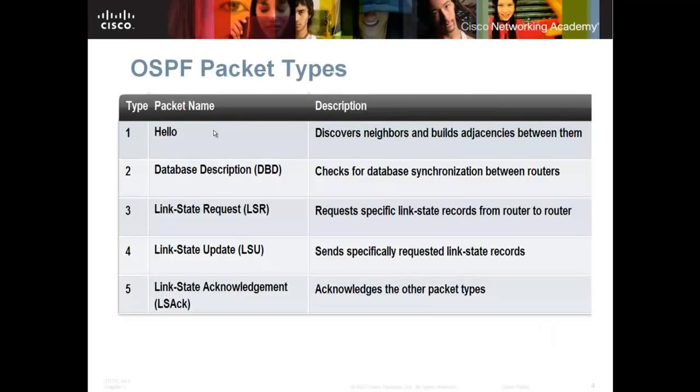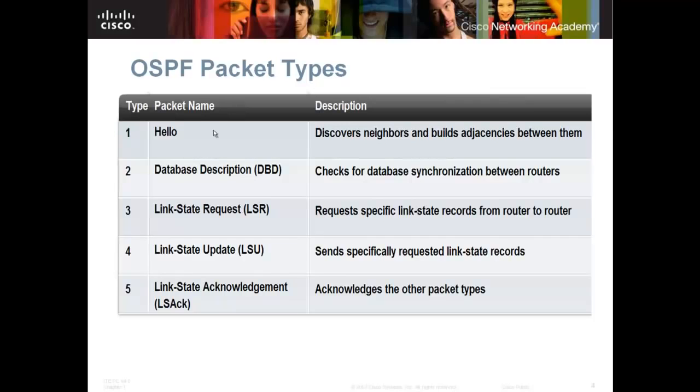Here's the packet types. Obviously, the first one is a hello. And hello just says, hey, I'm here, and it builds those, what they refer to as the adjacencies. It builds the neighbor relationships. If I'm in OSPF and somebody else is in OSPF and he sends me a hello, we will start to try to form a neighbor relationship, and hopefully everything works out.